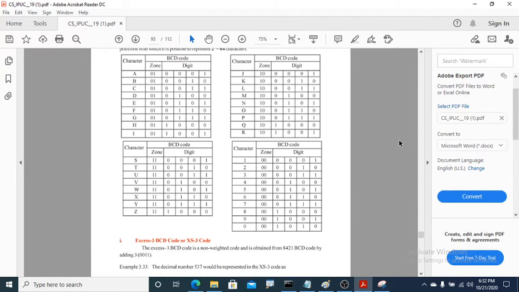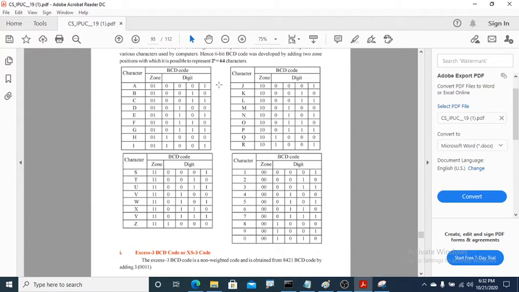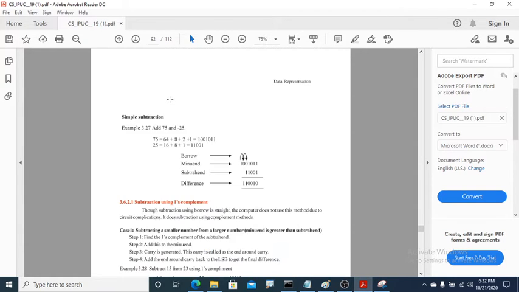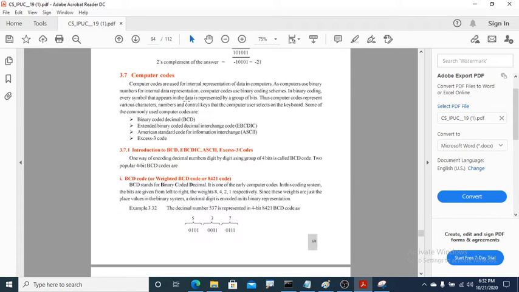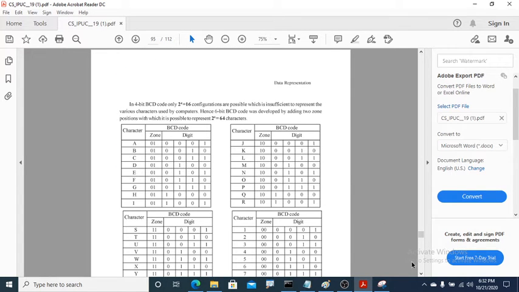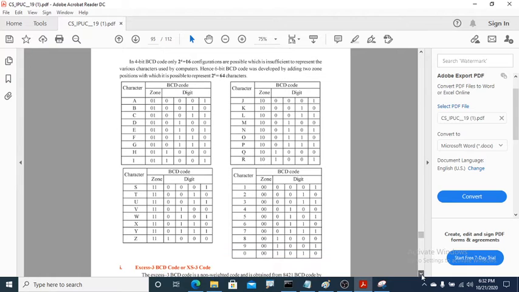So we have to understand the chart of this, so that we can capture the particular characters' BCD codes. Please concentrate on this chart and make sure you learn it. Okay.